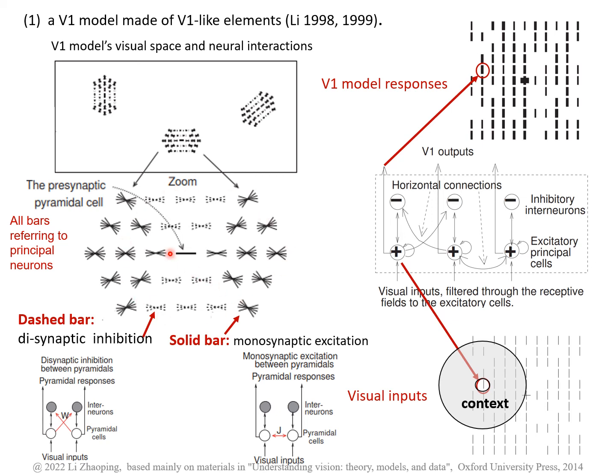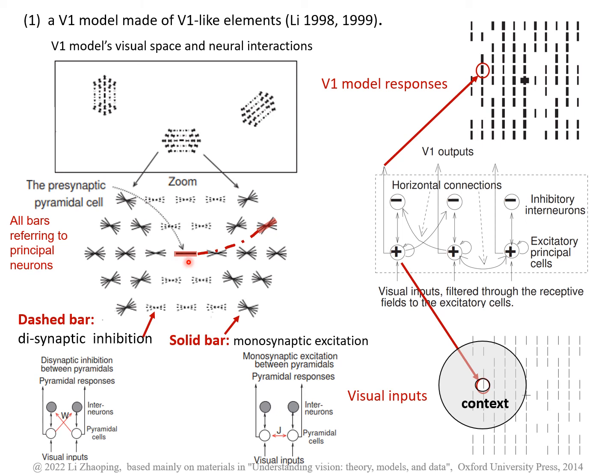As a whole, this central neuron preferring a horizontal bar here monosynaptically excites these principal neurons whose preferred visual inputs are more aligned with a horizontal bar here. So that, for example, between this central bar and this bar, there could be a smooth contour linking them together. And meanwhile, this central bar disynaptically inhibits these principal neurons whose preferred visual inputs are not aligned with the central bar here. And all these surrounding bars have their orientations similar to the horizontal orientation for this central neuron.